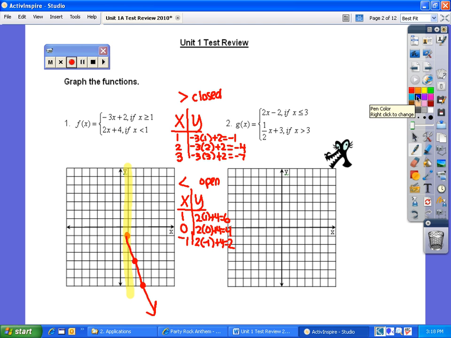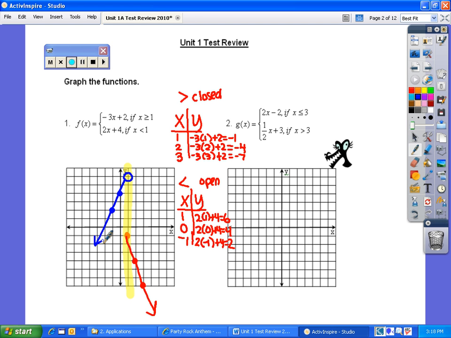Now for the other graph, we're going to go to 1, 6, make an open circle. Then we're going to go to 0, 4, and that will be closed because that's included in the less than 1. And then go to negative 1, 2, and that will be closed as well. Connect your dots, and there you have it.